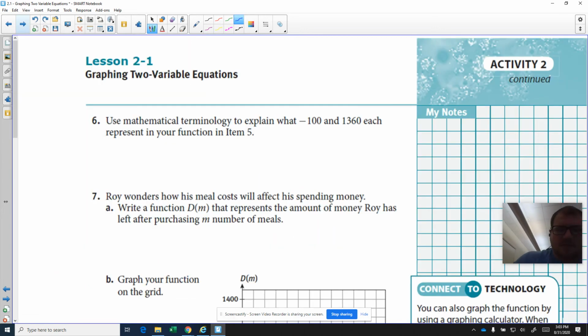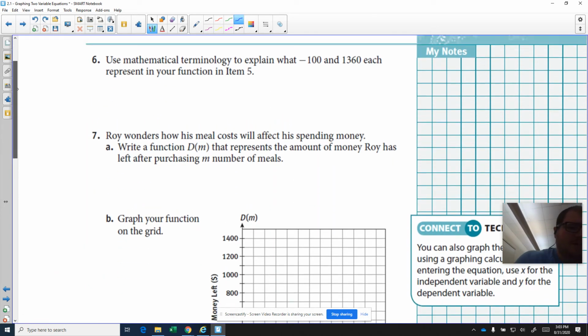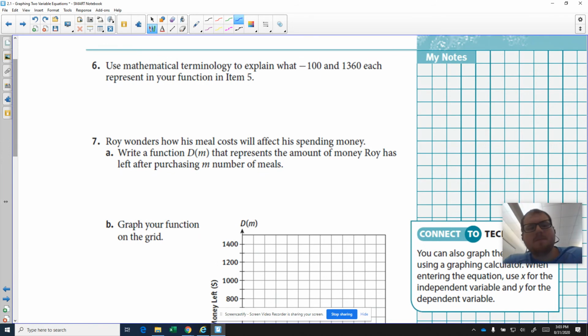Now from there, let's start to increase what we talk about. Use mathematical terminology to explain what negative 100, or minus 100, and the 1360 represent in your function. Okay. The key thing is we want to talk about the equation M of T equals 1360 minus 100T. They want to know what the 1360 and the minus 100 represent.